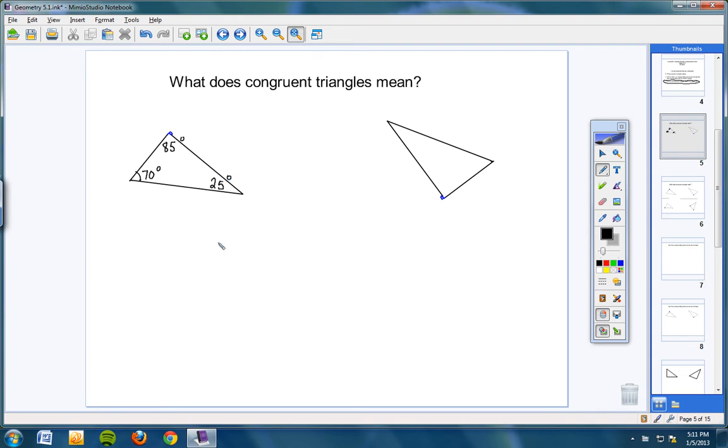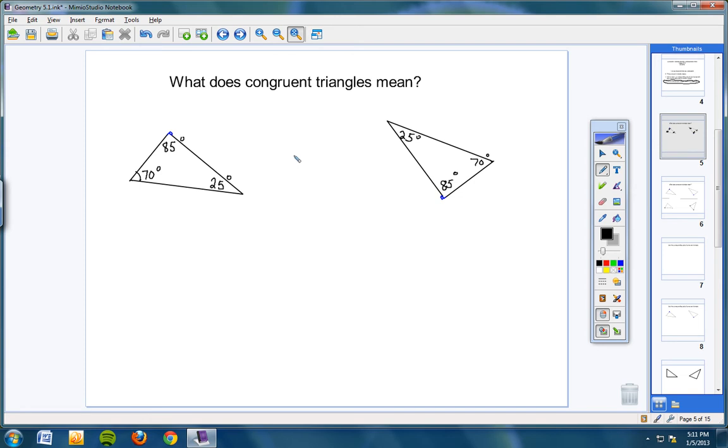Okay? Obviously every triangle has 180 degrees. Go ahead and write this in your triangle. And now we come over here and we're going to call this angle here 25 degrees. And we're going to call this angle right here 85 degrees. Please write that down in your notes. And we're going to call this angle 70 degrees.